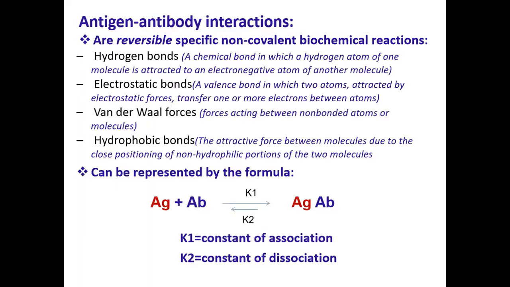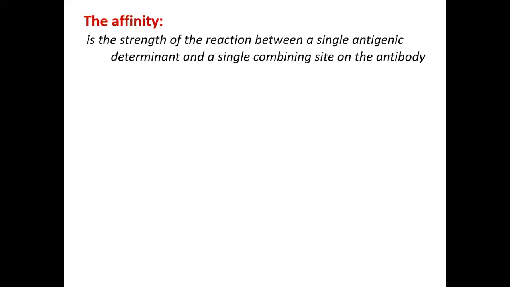So let us look at the affinity. The affinity is the strength of reaction between a single antigen determinant and a single combining site on the antibody. What does it mean? It is the strength, the capability of a reaction between an antigen, which is the stimulant the body gets, and a single combining site, the specific chemical in your body which takes care of it. How strong is the action between them? It's strong, weak, or mild.